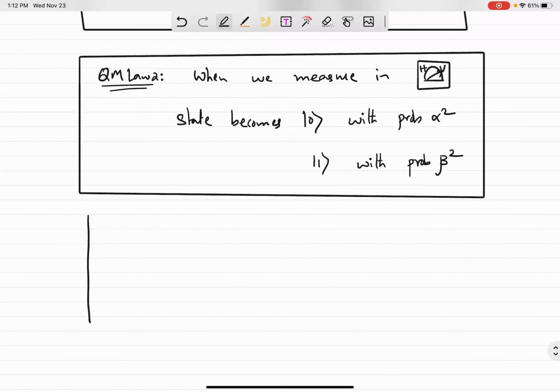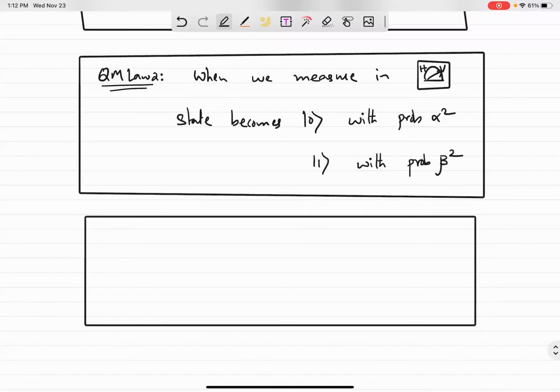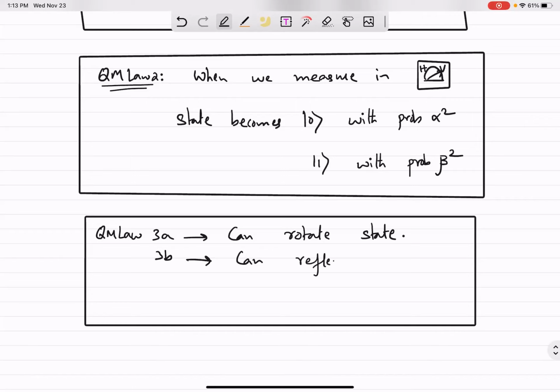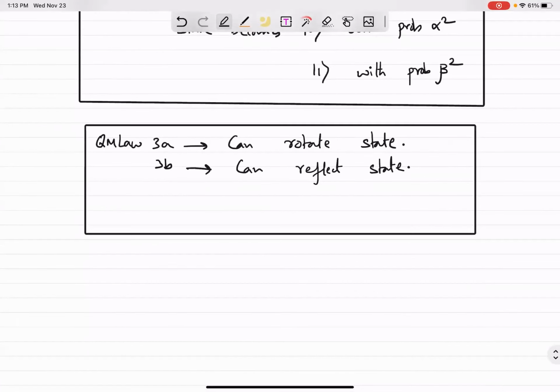And there was also law 3A, 3B: you can rotate a state, you can reflect a state. There's a general form of this, which is that you can do any linear transformation that preserves the length. When you rotate, you're still on the unit circle, and that is important because the probabilities should add up to 1. When you reflect, you're still on the unit circle. So that should also be there, but we'll talk about that in the next lecture.